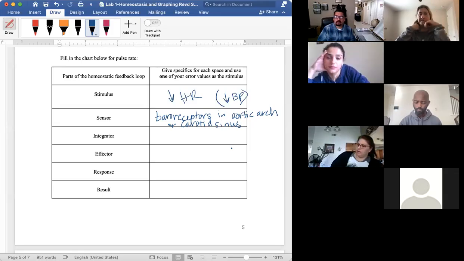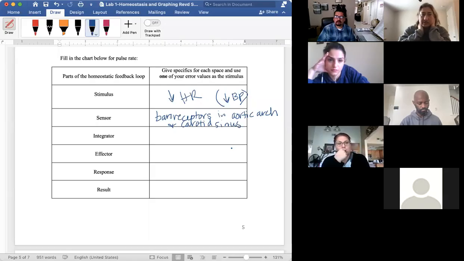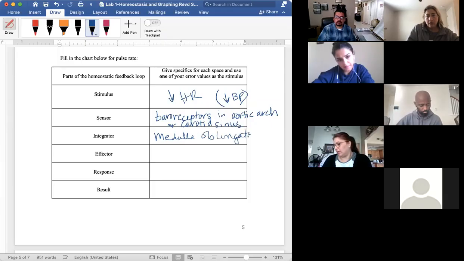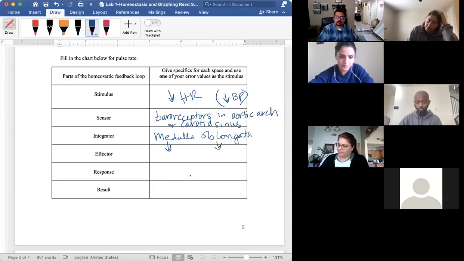Okay. And so these are going to stretch and send impulses to the integrator. What is the integrator? Medulla oblongata. Perfect. It's the same one. So the medulla oblongata is going to say, hey, heart rate's too low. We need to send a signal out to get it to go up. There's two effectors. Evelyn, do you have one of them?